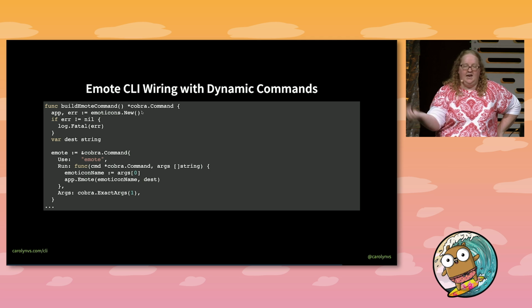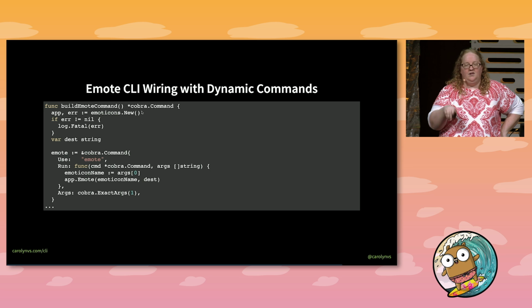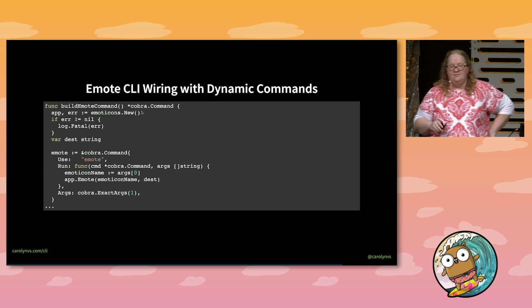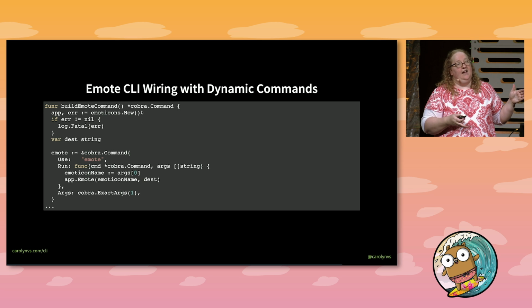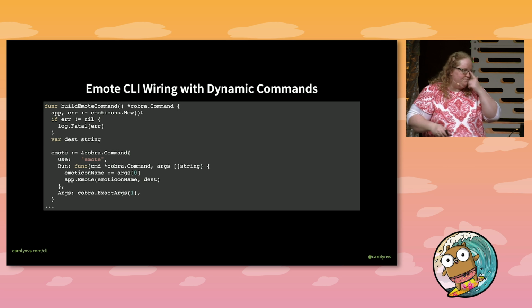Cobra will kick back errors if I call Emote and don't pass in Shrug or anything like that. So if you're wondering where all the cheating's coming from, it's args.ExactArgs(1) there. So things got a lot easier. And now as I add new commands, say I add monocle or something like that, or somersault, who knows, I don't need to add more Cobra commands.